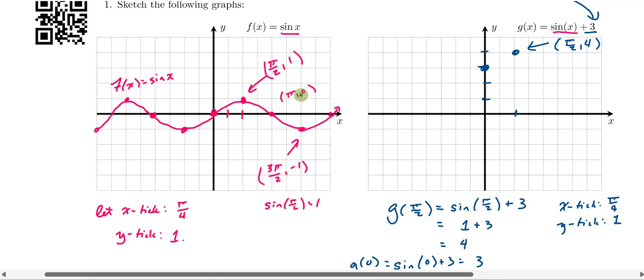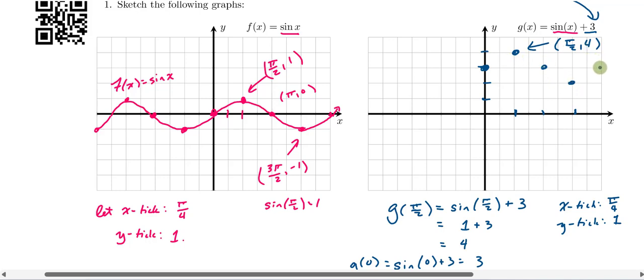So for example, this will now be the ordered pair pi comma 3. So let's see here, pi over 4, pi over 2, 3 pi over 4. So this is pi right here. And at pi, we've got a y coordinate of 3. And this was the ordered pair 3 pi over 2. So this was pi over 2, there's pi, there's 3 pi over 2, and at 3 pi over 2, the output was -1, but then we added 3 to that output, and so now the output is up at 2.